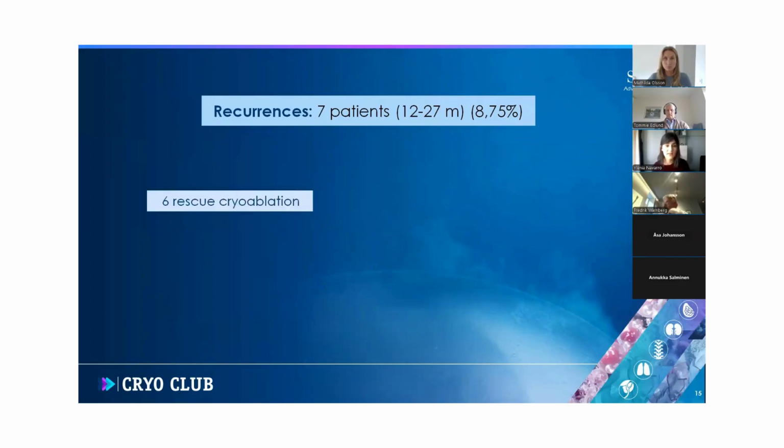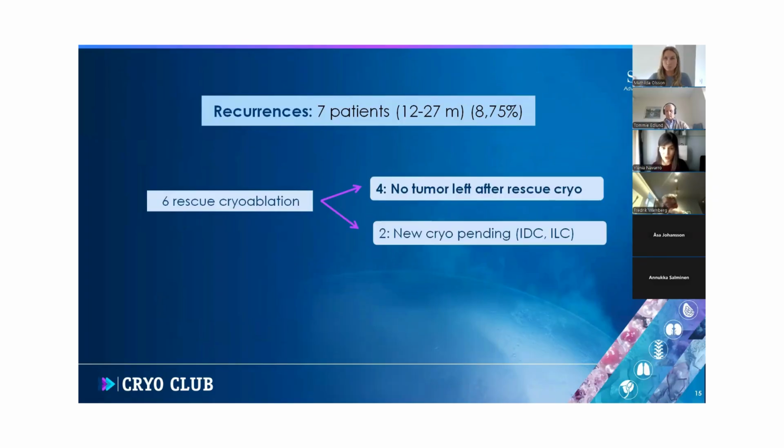In these 7 patients, we did a rescue cryoablation in 6 of them, with 4 having no tumor left after that, and we are pending of a new cryo in 2 of these patients. There was only one woman in which we could not do a rescue cryoablation, and she underwent a mastectomy.